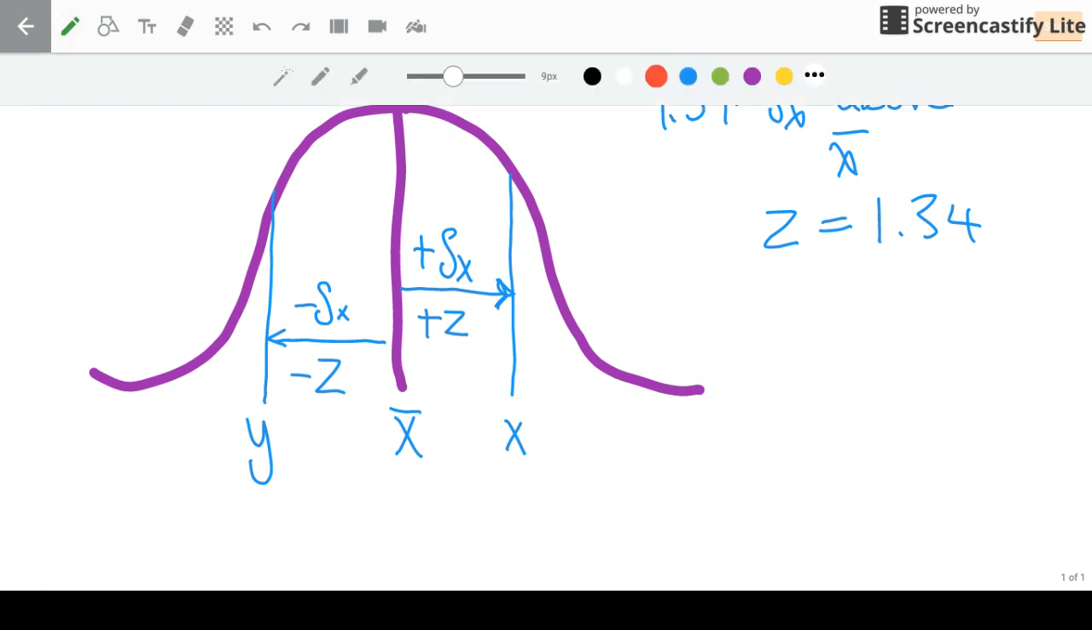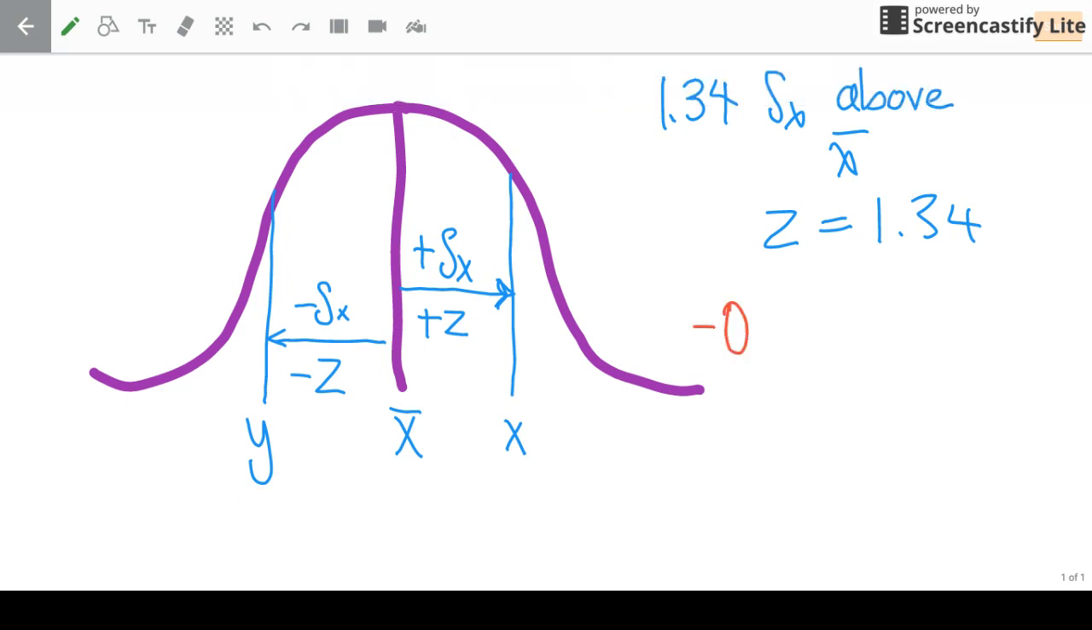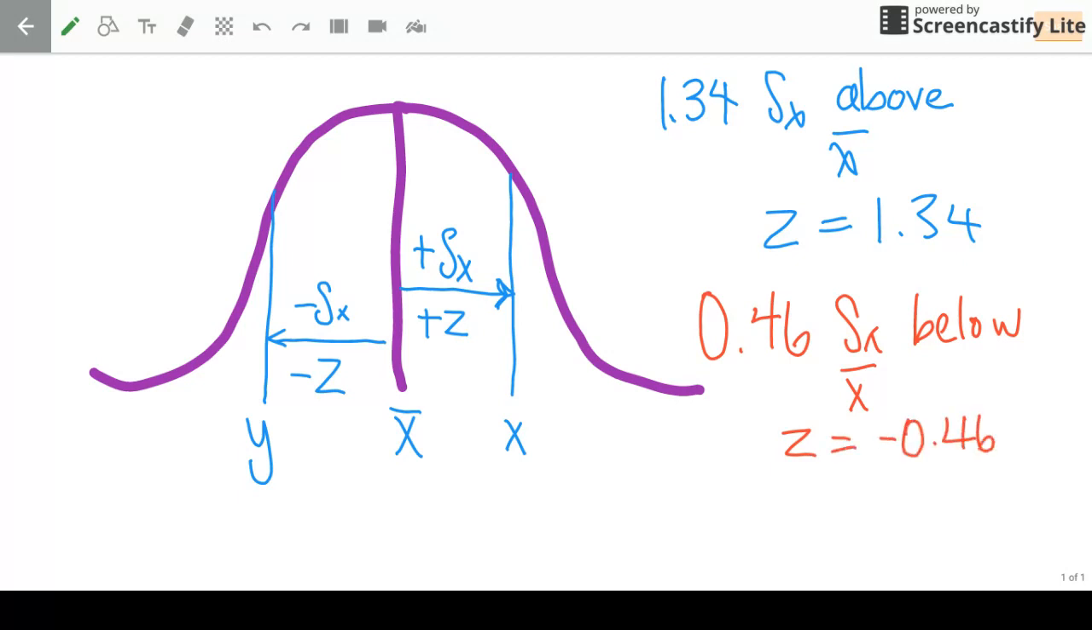So now let's do, oops, sorry, reset. So let me do 0.46 standard deviations below the mean. And so since I'm below, that means I'm on the left-hand side. So that means that z equals negative 0.46.